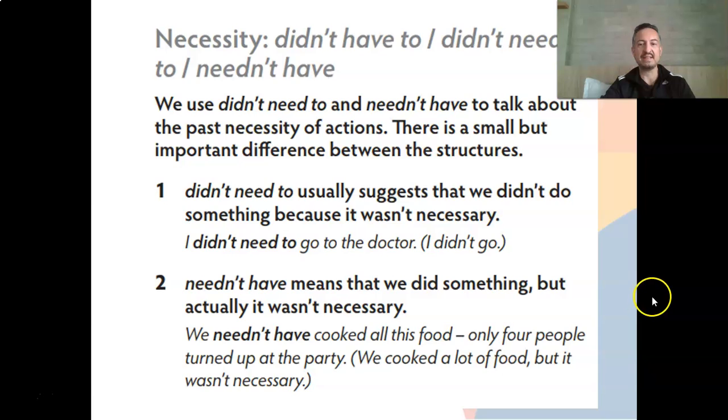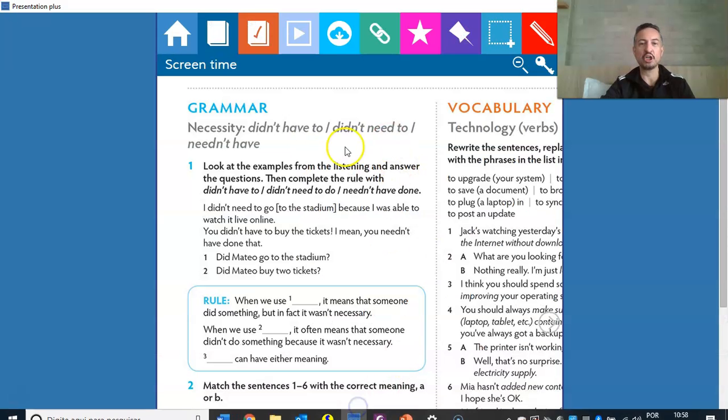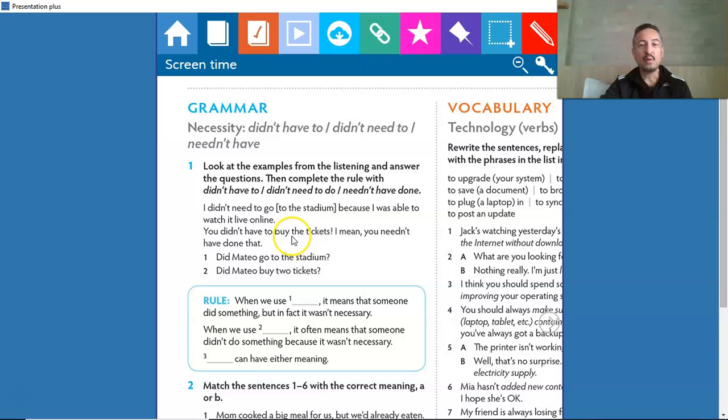The same happens in this example here in our books. We bought the tickets, okay, but it was not necessary. We did it, but it was not necessary. So that's why we say you needn't have bought the tickets. You needn't have bought them because it was not necessary. So Matthew bought the tickets, but it was not necessary. And in the first one here, we didn't need to go to the stadium. We didn't go because it was not necessary.